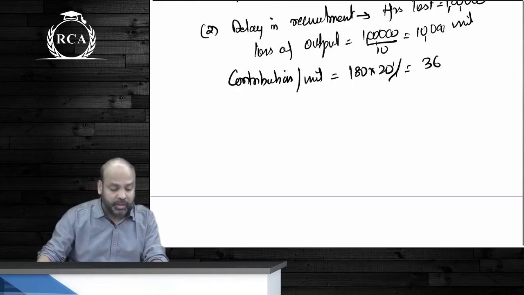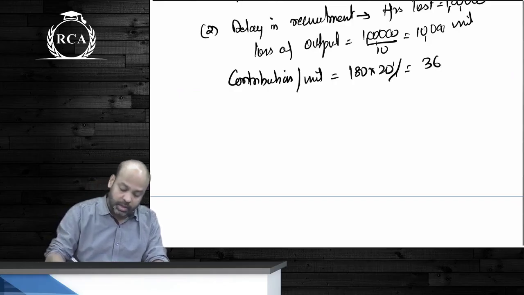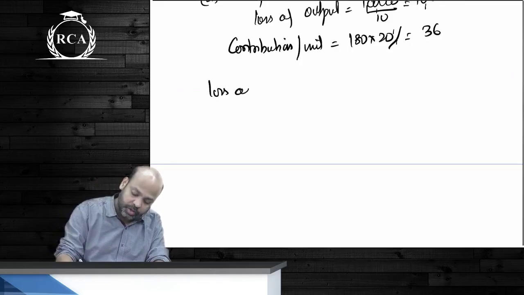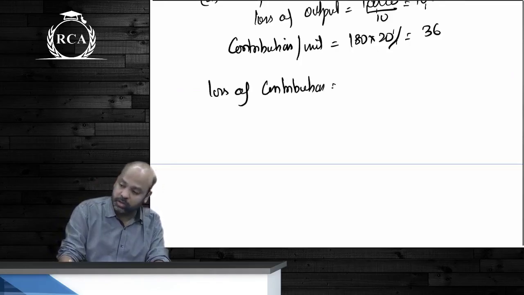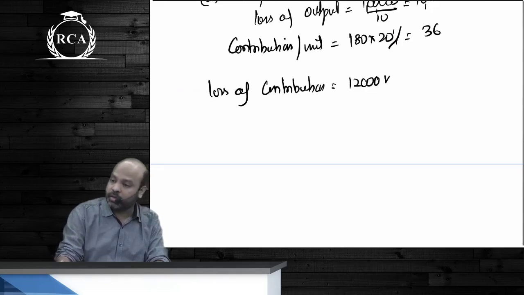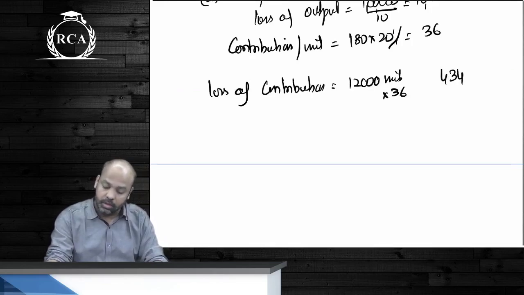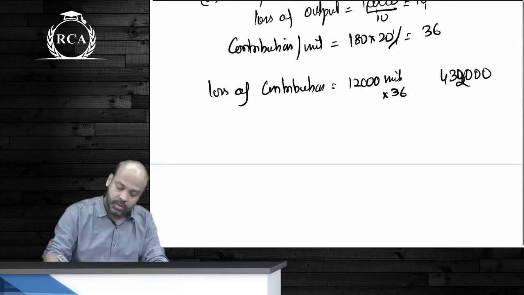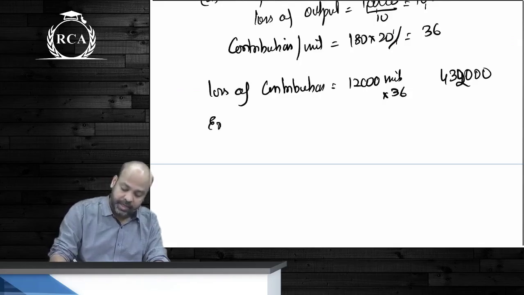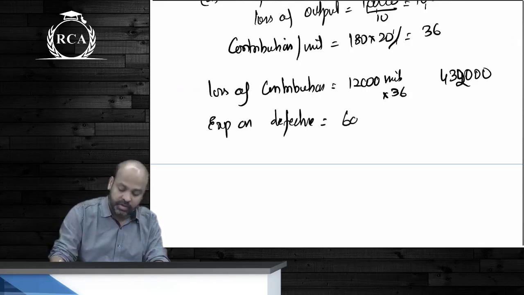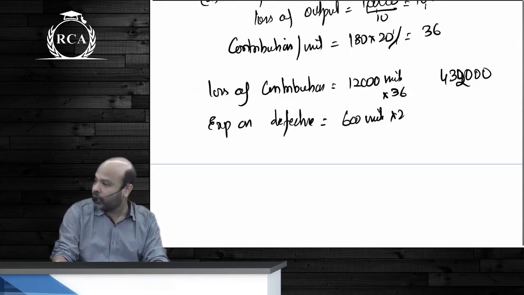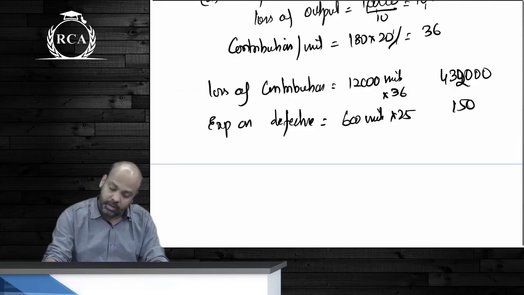एक ही बात है. समझ में आ रहा है नहीं आ रहा है? Now, loss of contribution. Totally, what was the amount of output lost? 12,000 units. What 12,000 units into 36? 4 lakh 32,000. Then expenditure on defectives. Did we incur expenditure on defectives? 600 units at the rate of 25 rupees, and that will be 15,000.